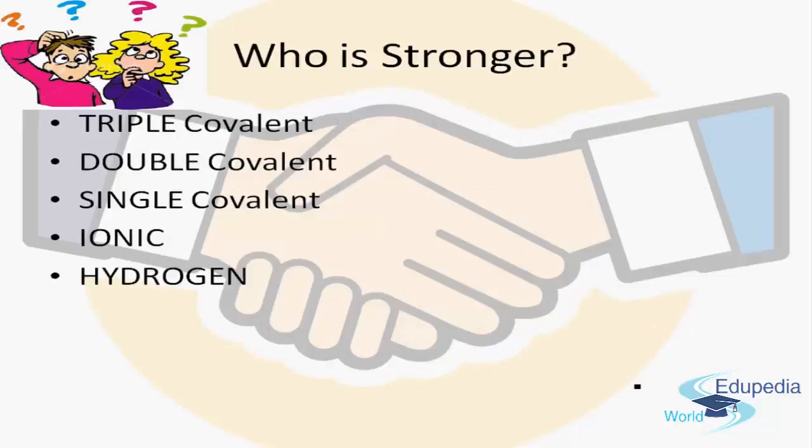Now, which do you think is stronger? Yes, the triple covalent bond is much stronger and shorter. Then comes the double bond, then single, ionic, and then hydrogen bond. If you are asked which bond is much weaker, you can say that the hydrogen bond is much weaker. That means it is much more easily reactive in chemical reactions.